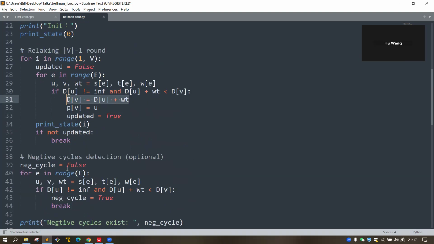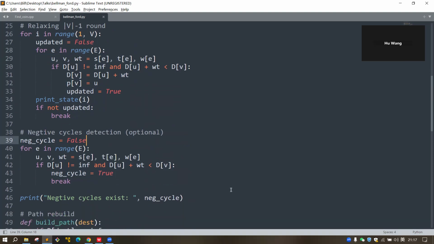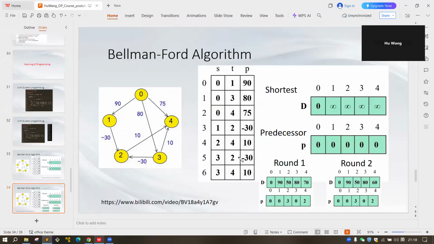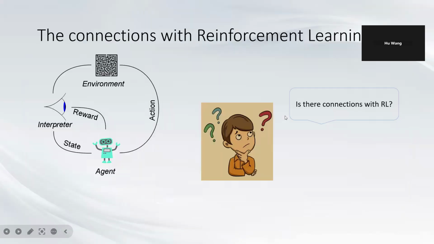And then there's the negative cycle check. If after jumping out of the loops it still can be optimized, it means there must be something wrong, which is a negative cycle. So it says negative cycle detected, and it will rebuild the path by backtracking all the points. So that's how it works.